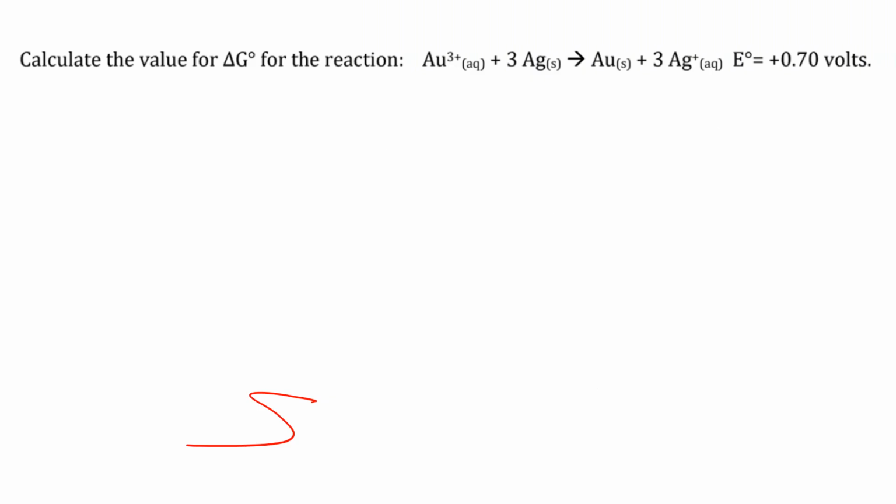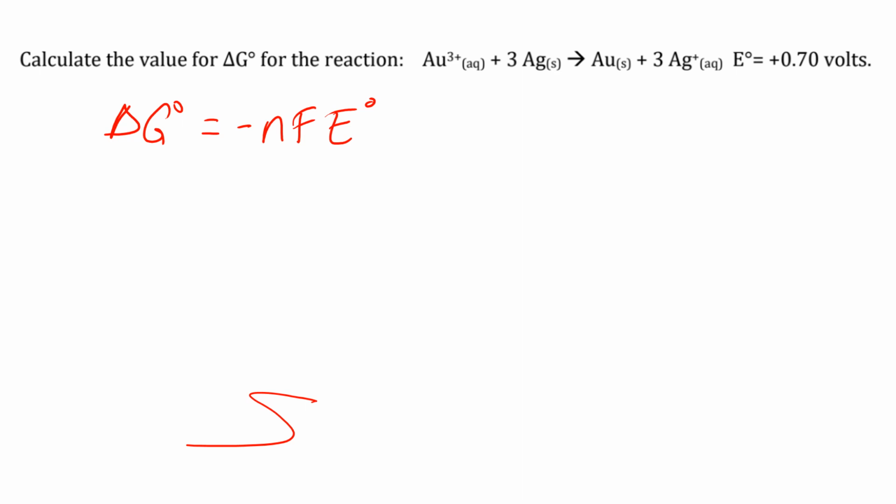Calculate the value of delta G0 for the reaction that is provided here. We have Au3 plus aqueous plus 3 Ag solid producing gold solid plus 3 Ag plus. The E0 is given as positive 0.70 volts. So delta G0 equals negative N F E0.